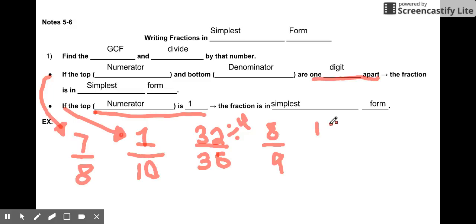15 over 20 is the last example. And this one's easy. You should be able to look at 15 and 20 and see that 5 goes into both of them. So if you were to divide this by 5, remember you have to divide the numerator and denominator by 5. You can't divide the numerator and denominator by a different number. So divided by 5, that gives you 3 as the new numerator, and then 4. So again, 1 digit apart, they're in simplest form.